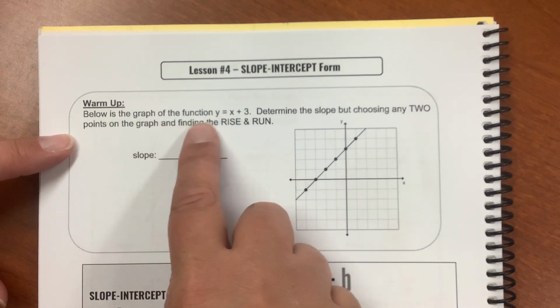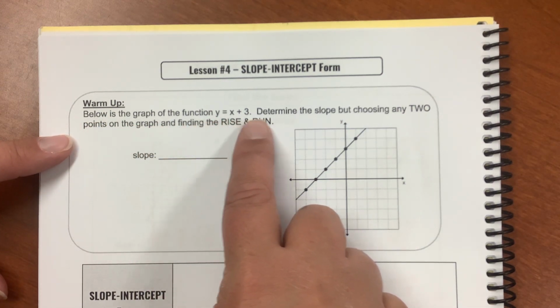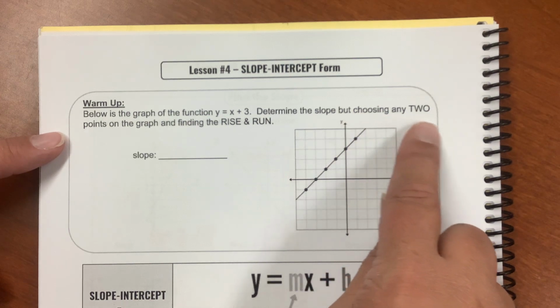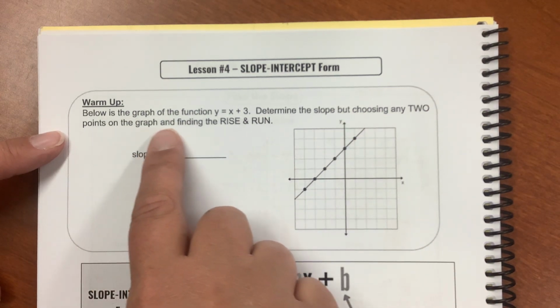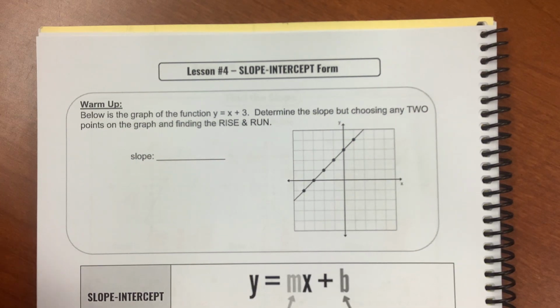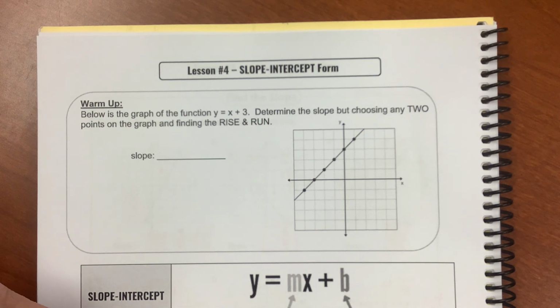Below is the graph of a function, y equals x plus 3. Determine the slope by choosing any 2 points on the graph and finding the rise and the run. Oh, that's your warm-up. Pause the video and try it. Okay, I hope you did that.